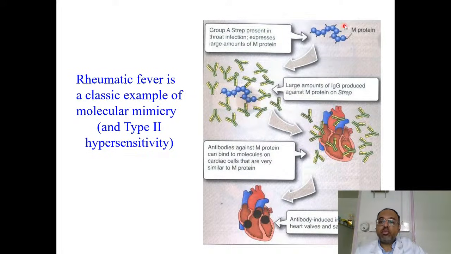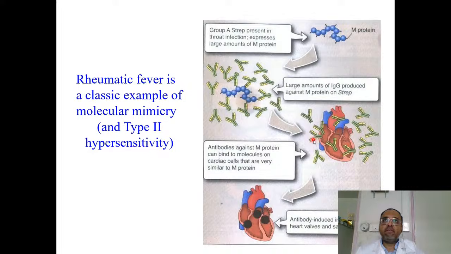So streptococci have a protein named M protein, and antibodies are usually directed against M protein. In our hearts, especially in the endocardial layer, in heart valves and in endocardium, we have an antigen which looks like the M protein. So antibodies will mistakenly bind to that antigen, and they can lead to inflammation in the heart. They can lead to problems in heart valves, basically valvular heart disease. And the same antibodies can also bind to some antigens in joints.